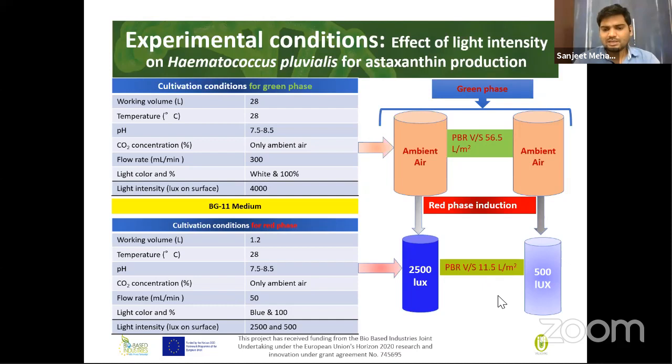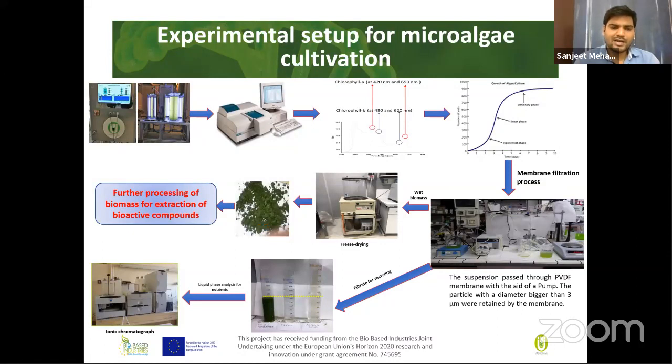We assessed this effect in the small scale photobioreactor, while the green phase was cultivated in the large scale photobioreactor with a volume to surface ratio of 26 liter per meter square and a working volume of 28.8 liter. In the growth phase, we monitored the parameters and controlled the growth, how the microalgae were doing. We monitored parameters like temperature, pH, and the aeration rate with an automated system. Then we collected the biomass from the photobioreactor and analyzed the growth using a spectrophotometer. And we analyzed the chlorophyll A and chlorophyll B content at four different nanometers.